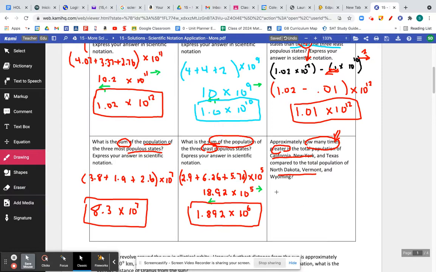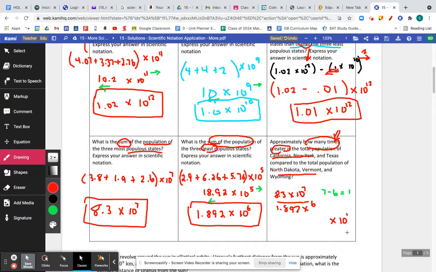So the large one is 8.3 times 10 to the 7. And I want to divide that by 1.892 times 10 to the 6. Okay, division now for the exponent part of division. For division, we're going to subtract them. We want the first one, subtract the second one. So the power is going to be the top one, subtract the bottom one. So our power is going to be 1. So our final thing here is going to be times 10 to the 1 power, which is just the number 10.